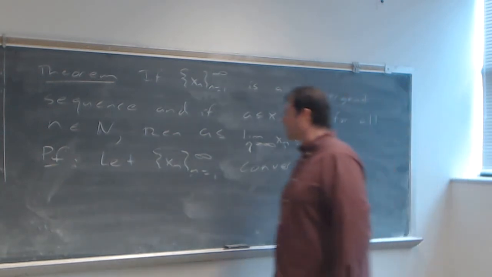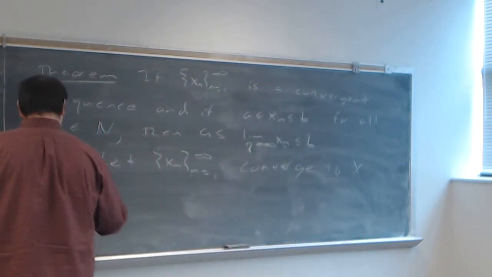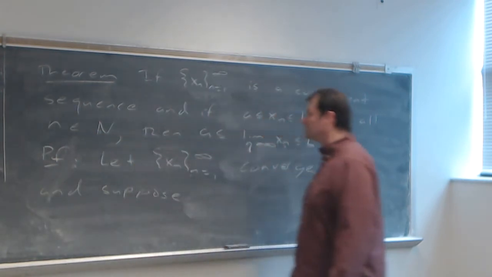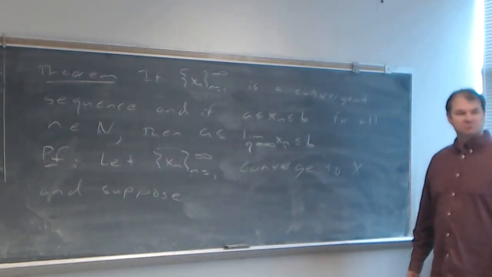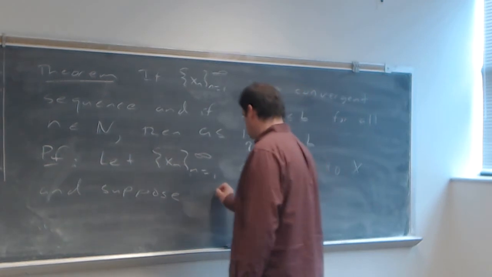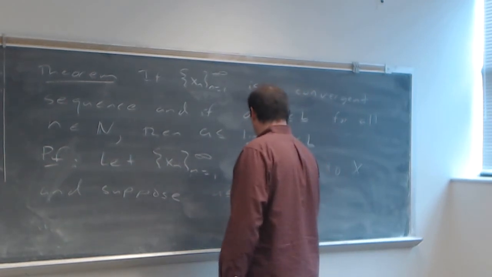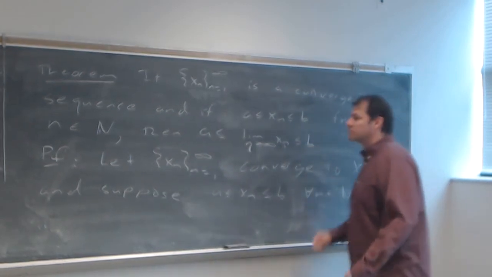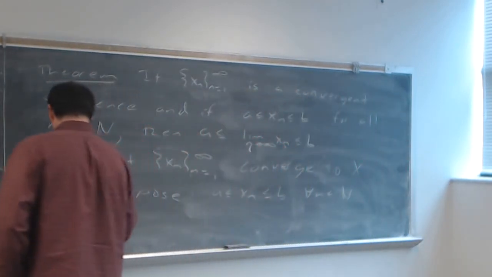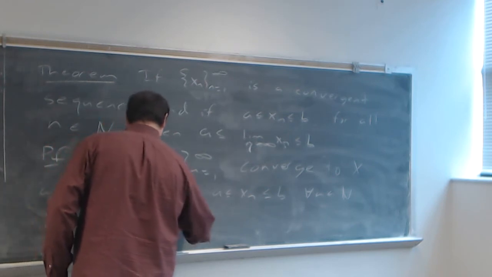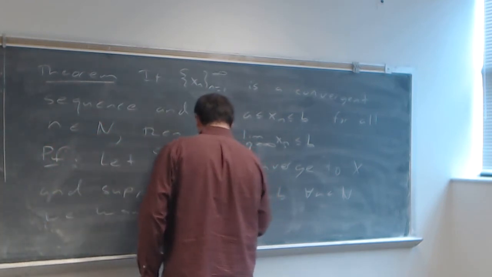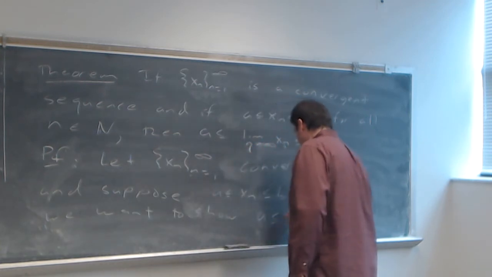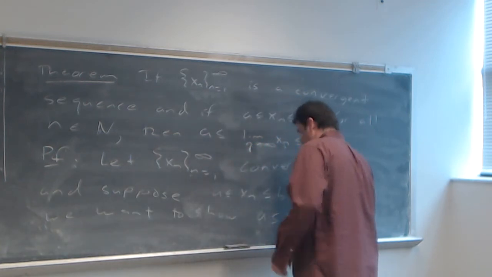Converge to x. And suppose, there's something else I have to suppose. What else is in the conditions here? That x sub n is sandwiched between a and b. That's right, for all n an element of the natural numbers. And what is it we want to show? We want to show that a is less than or equal to x, which is less than or equal to b.